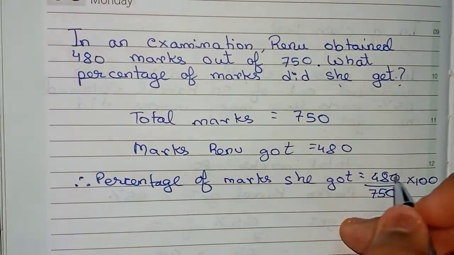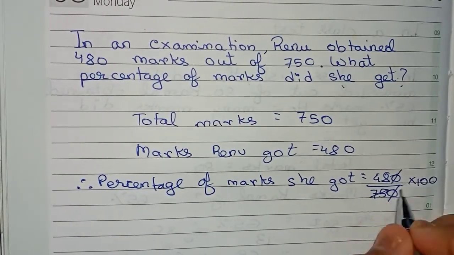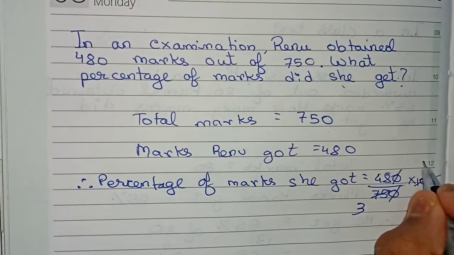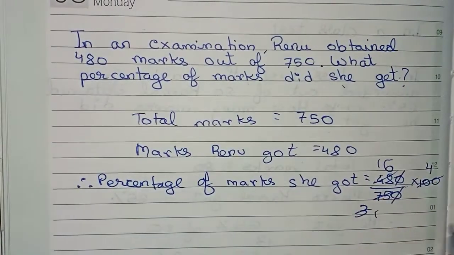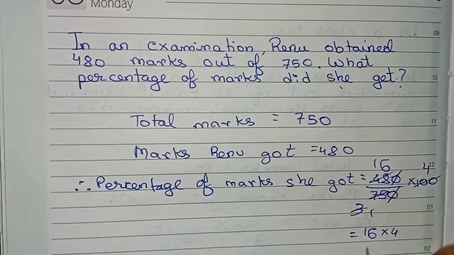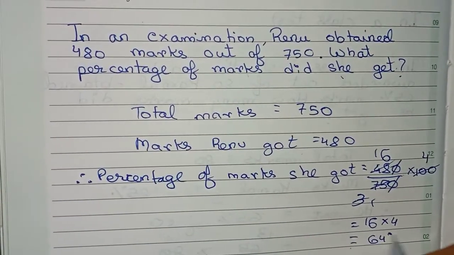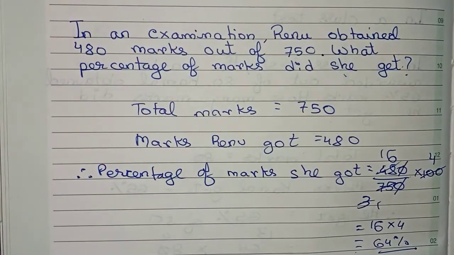Now to find the percentage, first we cut the zeros. Now I got 75 and 100, we are cutting by 25. So it becomes 3 and 4. Now I got 3 and 48, it will become 16. So it becomes 16 into 4, which is equal to 64%. So this will be the final answer for this question. So let's move on to our next question.